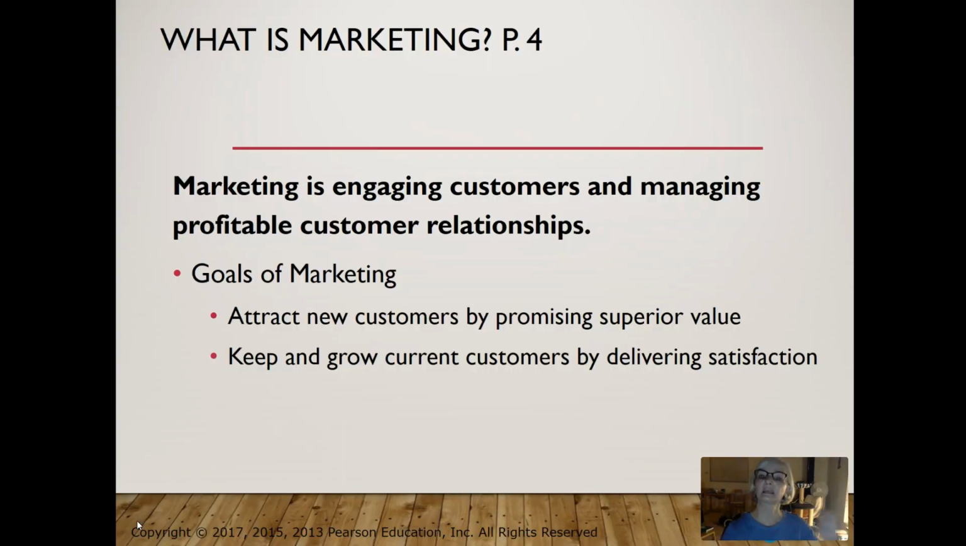So marketing, and please notice that I also add the page numbers to the slides where appropriate. The goals of marketing, of course, are to attract customers. These can be new or returning ones, in order to make a profit. So however you want to say that for yourself, that's what it is.